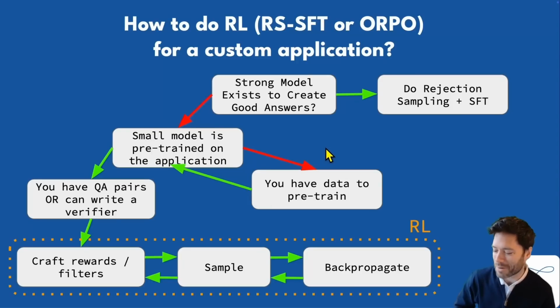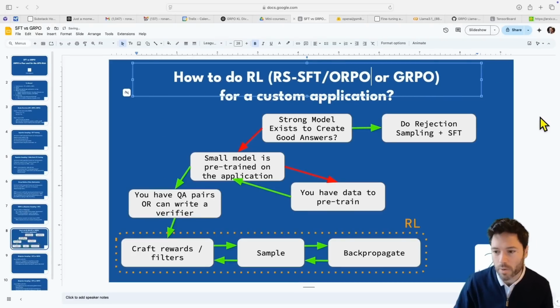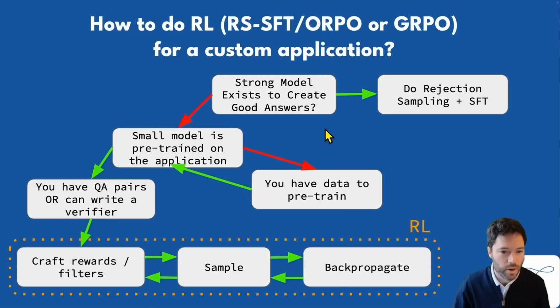Okay, so with that rather theoretical note, let's look at how to do RL. And I'm going to say RL to cover rejection sampling, supervised fine-tuning, or GRPO actually is what I meant to say here. You could use SFT or ORPO as well, either. But I'm just trying to be generic in saying RL. And the starting point is up here. Let's say you have a custom application.